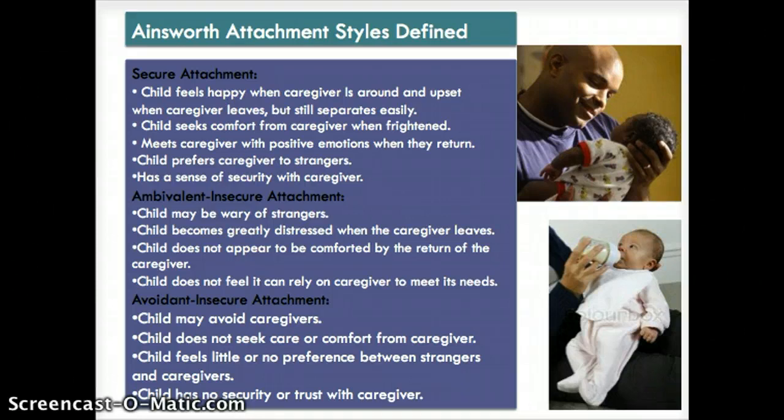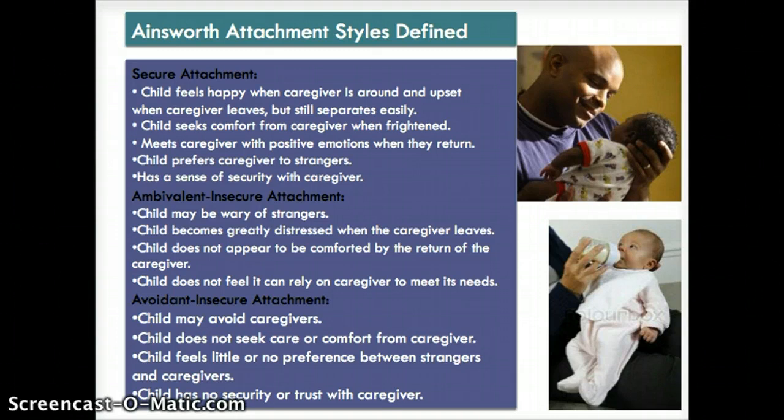Ambivalent, insecure attachment is when the child may become wary of strangers. They are greatly distressed if they become separated from their caregiver, and they do not appear to be comforted when the caregiver returns. Ambivalent, insecure attached children do not feel that they can rely on a caregiver to meet their basic needs.